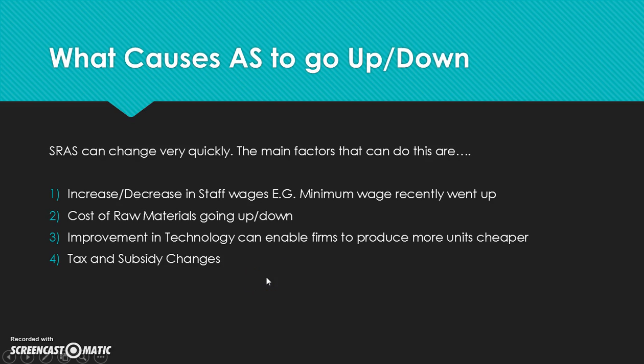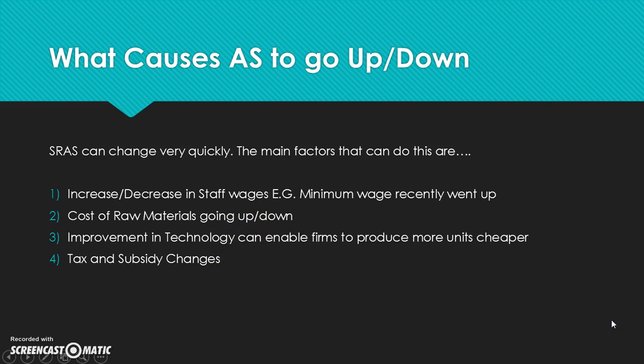If tax goes up, so for example, when we're talking about tax and aggregate supply, you have to be specific and mention taxes that affect businesses, so corporation tax, VAT, for example. If corporation tax goes up, that means that's more money that a business is having to spend. That's an extra cost. Therefore, they will reduce their supply. If a subsidy goes up, then that lowers the cost for a business, so aggregate supply will go down. So the main factors that affect short-run aggregate supply are these four here.